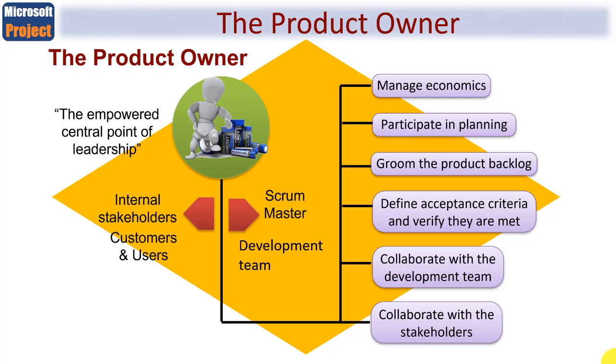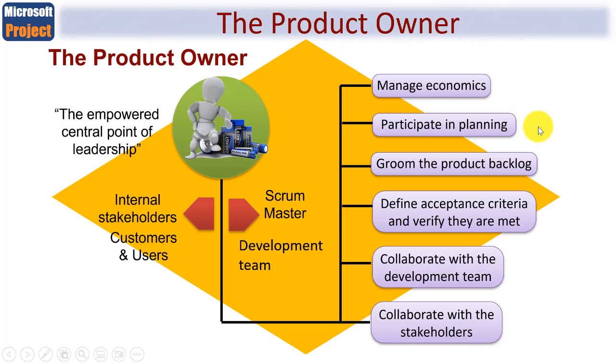Now, this individual is known as the empowered central point of leadership, and they face two ways, so to speak. They're an integral part of the team, and they work very closely with the Scrum Master and the development team themselves, as well as looking outwards and indeed upwards at both internal stakeholders and external stakeholders such as customers and users. Some of the activities they get involved with are managing the economics of the whole project. After all, they do own the end product.